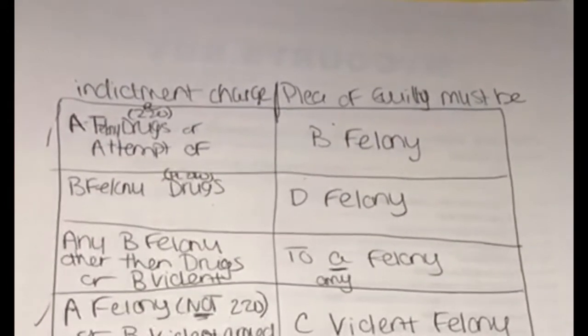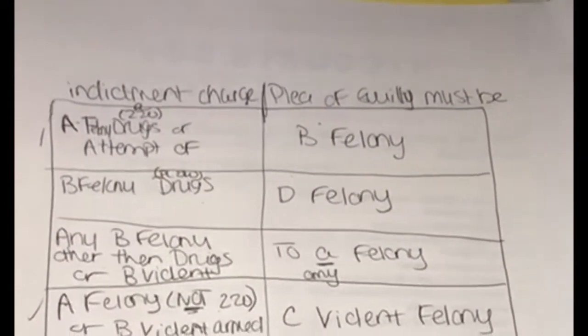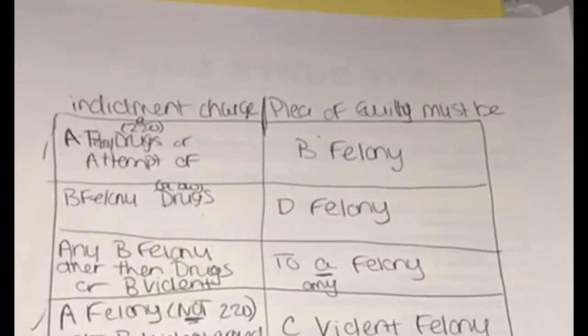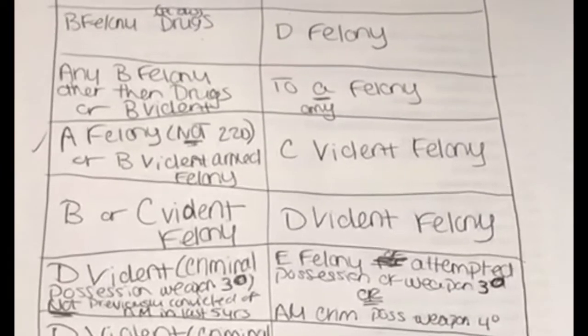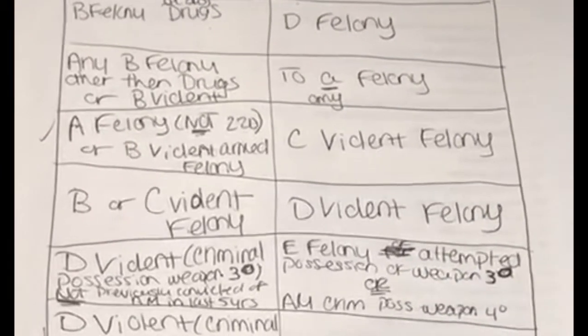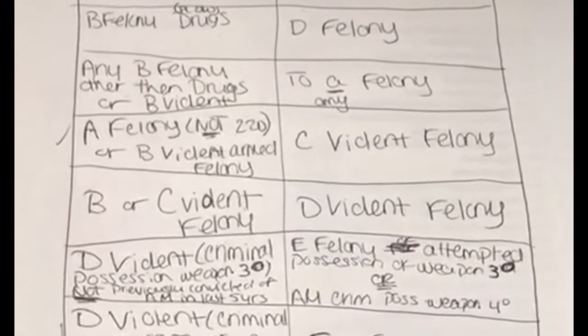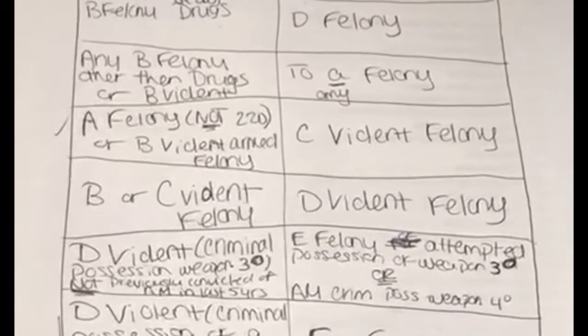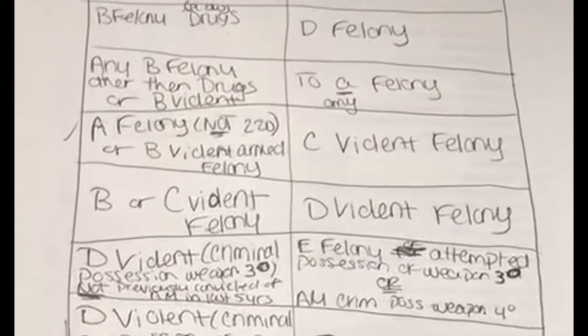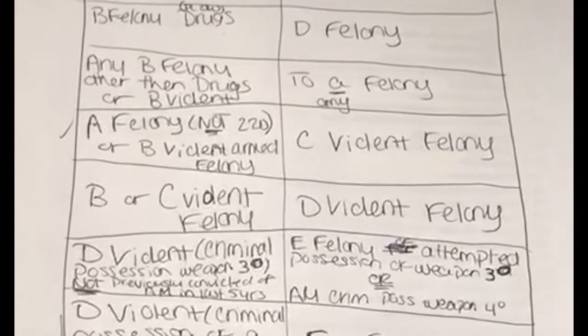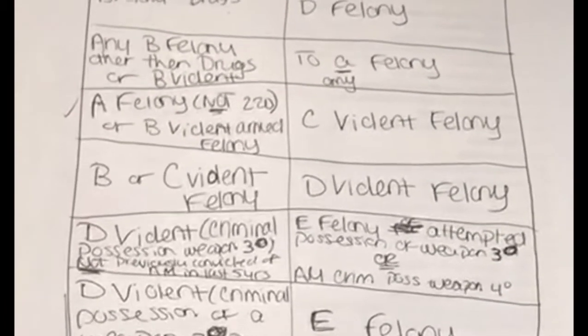Any B felony other than drugs or a B violent has to be to any felony. An A felony not drugs, which is what 220 means, or a B violent armed felony must be a C violent felony. A B or C violent felony must be a D violent felony.